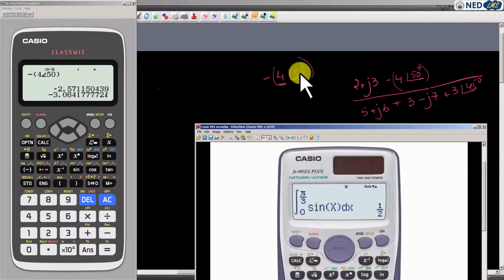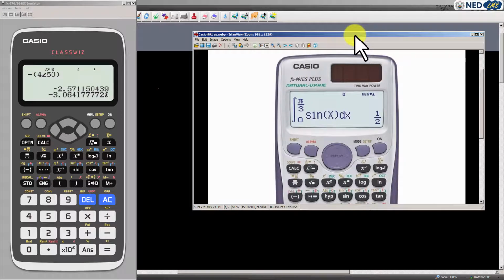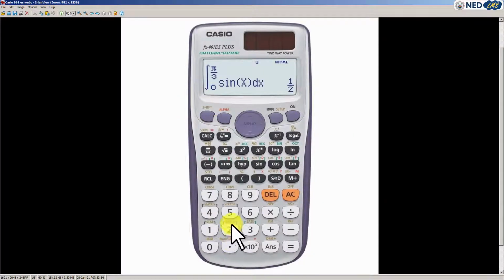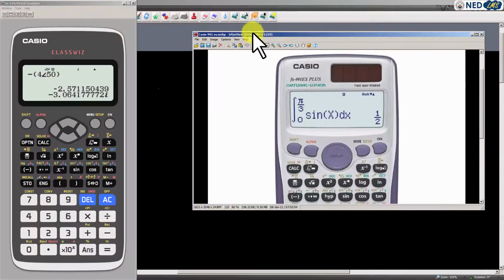you need to press shift, and then you need to press complex. It will display the menu whether you want to display the result in a plus bi or r angle theta. Whichever option you select, it will display accordingly.